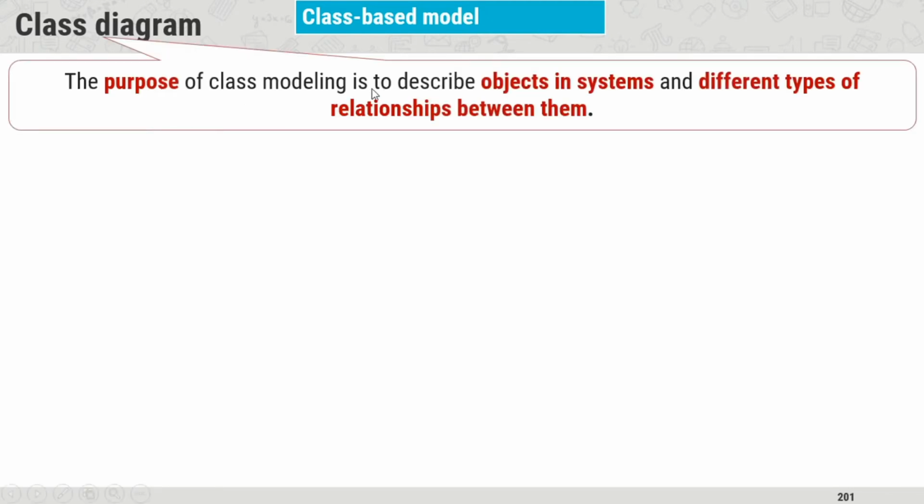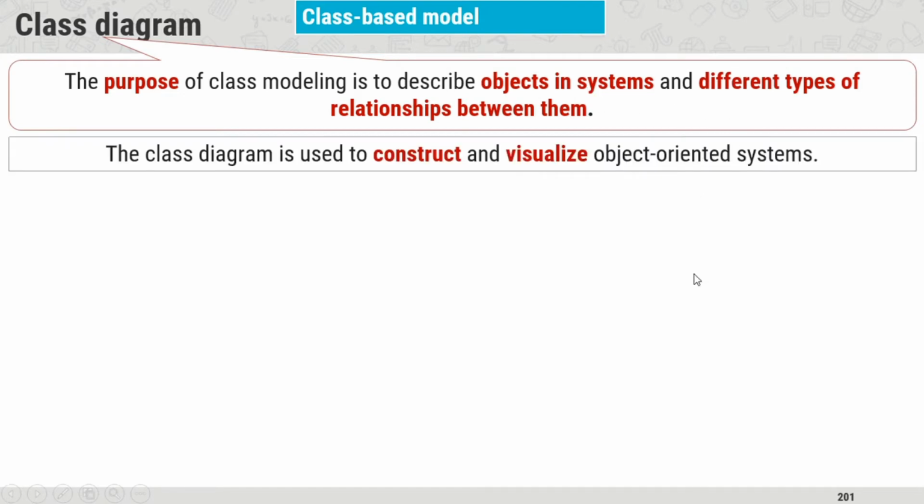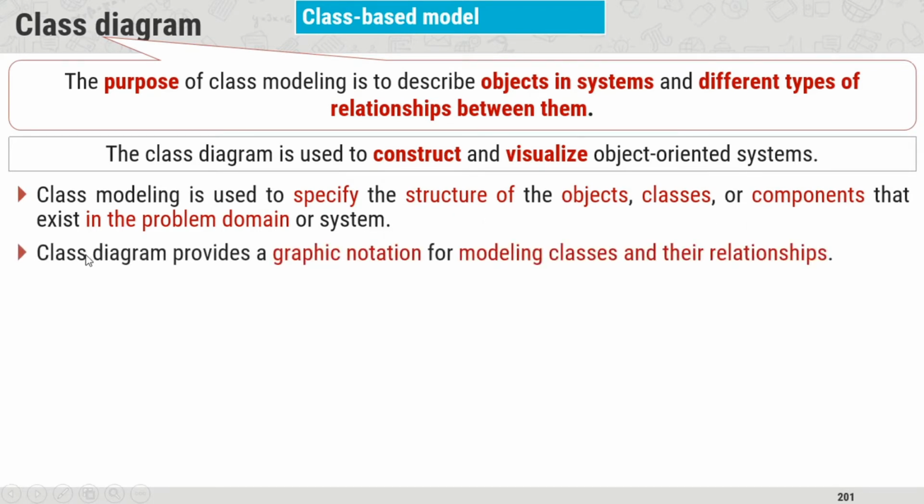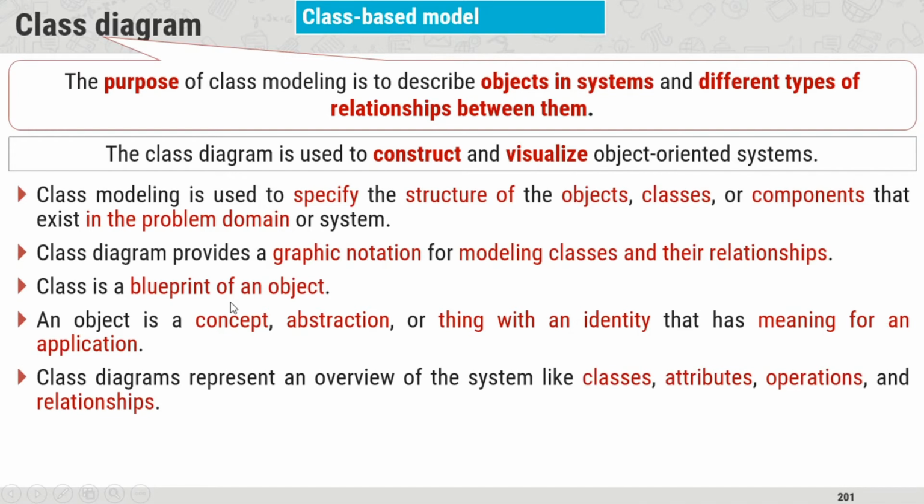So the purpose of class modeling is to describe objects in the system and the different types of relationships between them. It is used to construct and visualize an object oriented system. Class modeling is used to specify the structure of the object classes that exist in the problem domain or system. A class diagram provides a graphic notation for modeling classes and their relationships. So your class is a blueprint of an object. An object is a concept, abstraction, or thing with an identity that has meaning for an application.